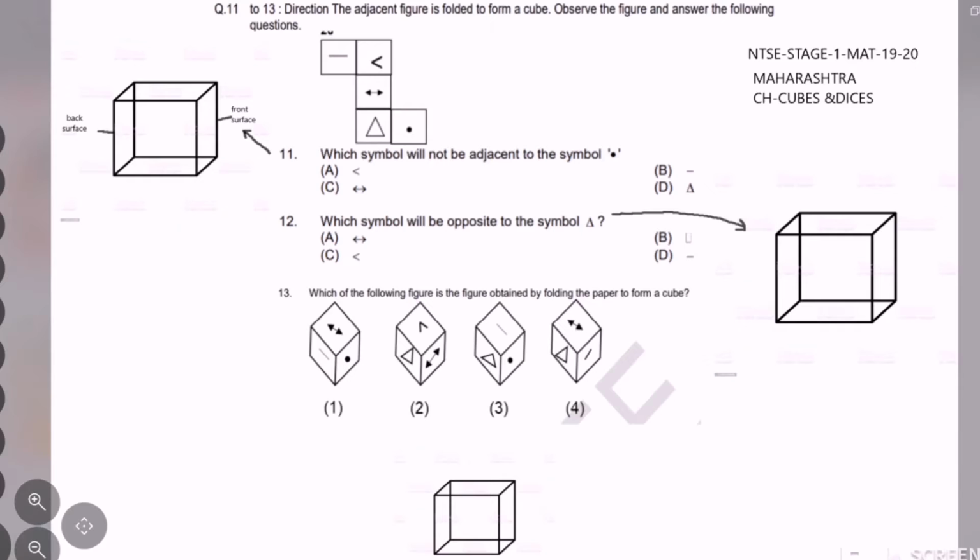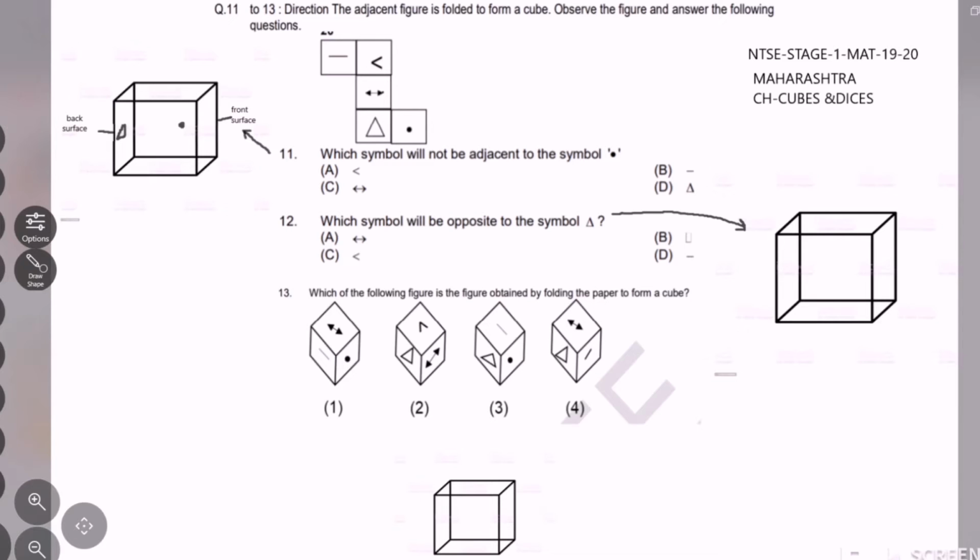I'll try my best to explain the question and the answers. I hope you do understand it. Question 11. Which symbol will not be adjacent to the symbol full stop? So here full stop is given. Now let's look at here. I'll take this first surface, the front surface, as the full stop. As we can see, a triangle is adjacent to it. I'll take the triangle over here.